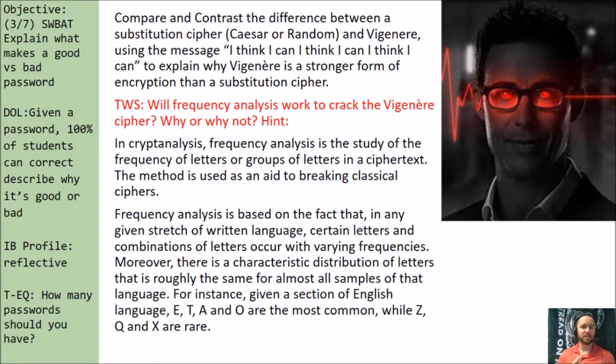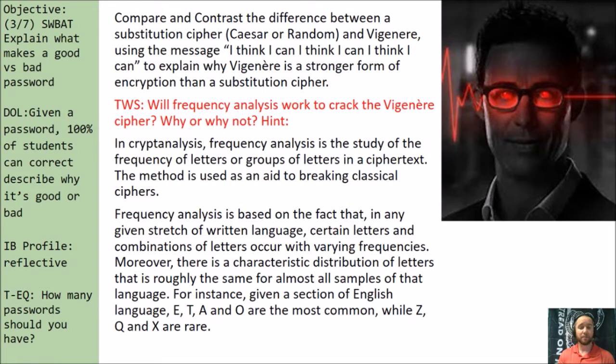To achieve this, all you have to really do is answer this think, write, share. Will frequency analysis work to crack the Vigenère cipher? Why or why not? And here's a hint. In cryptanalysis, frequency analysis is the study of the frequency of letters or groups of letters in a ciphertext. The method is used as an aid in breaking classical ciphers.